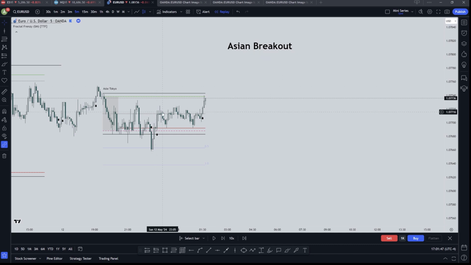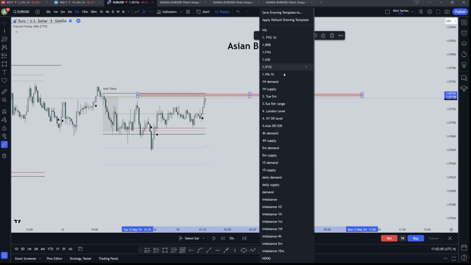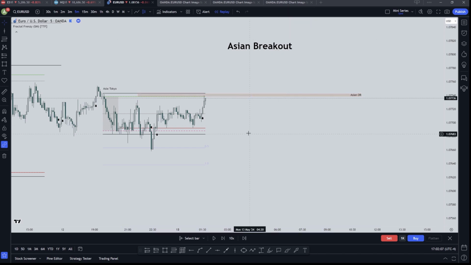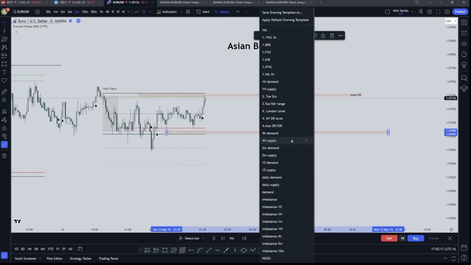I spoke in the previous video about how important the Asian IDR levels are during the daily cycle. And now we are going to see how powerful they are, my friends, because price tends a lot of times to react from it, and we can take this reaction as a trading idea, followed of course from a fractal frenzy signal.